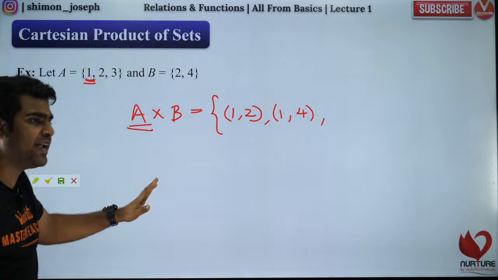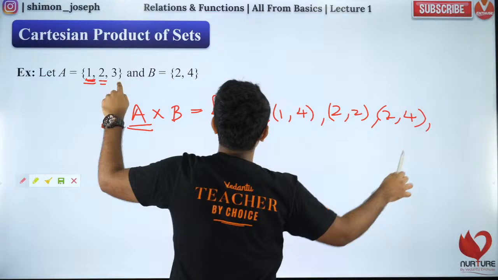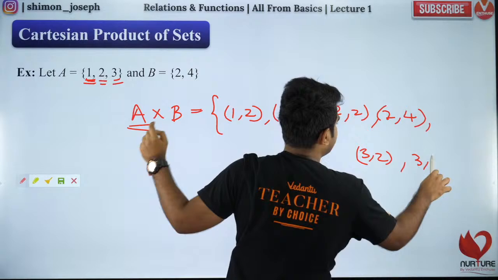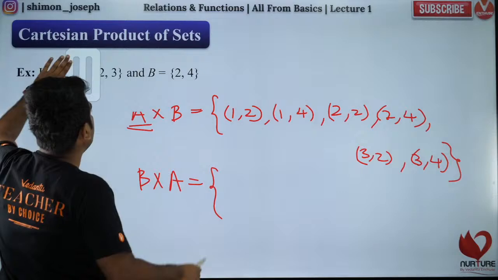Okay. Now, second one, I will take second element 2. So what will I get? 2 comma 2. Then I'll get 2 comma 4. Are you all clear with that? Then I'll have 3. Because 2 is over. Now when I take 3, I'll have 3 comma 2. And I'll have 3 comma 4. Are you all done with it? So this is your Cartesian product, A cross B. Now what will be B cross A? B cross A will be equal to what? So I start with the element of B first now.